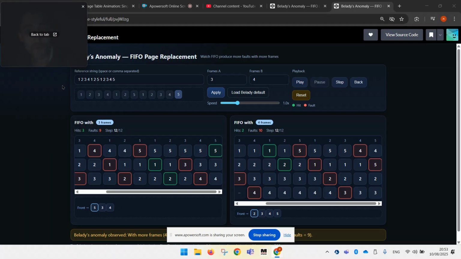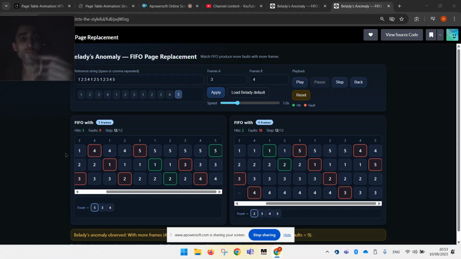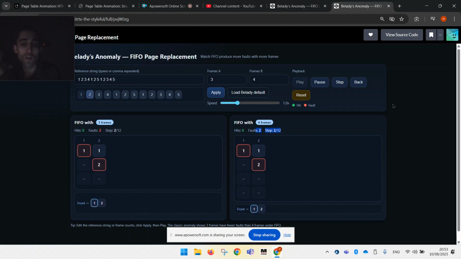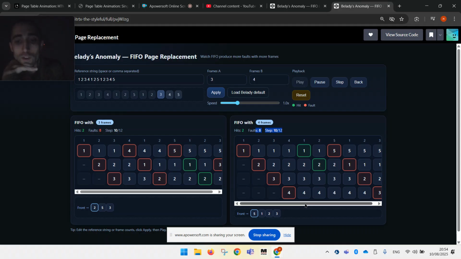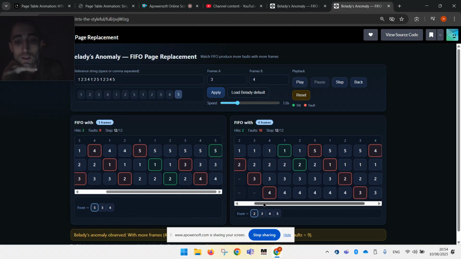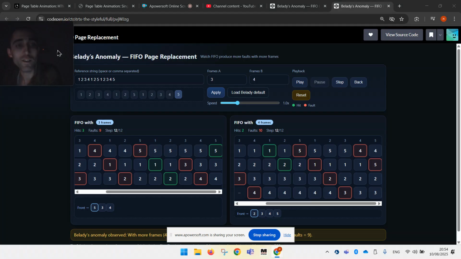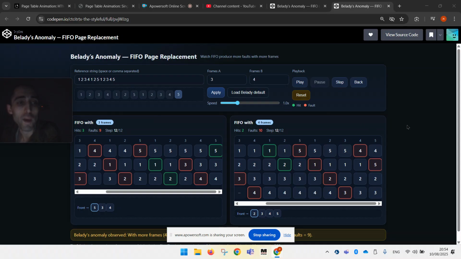A page with more frames may or may not have more faults than a page with fewer frames when using the first in, first out algorithm, usually not the other algorithms for page replacement. Even though more frames were in the second, there were more faults. So let's see it one last time. Just playing it out, you will see how it goes. You will see the faults, you will see the hits, and you will see how many faults and hits in each one of them. And again, the result is just the result. And this is Belady's anomaly, FIFO page replacement.